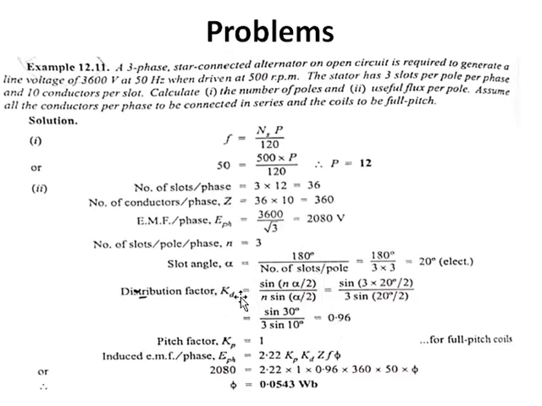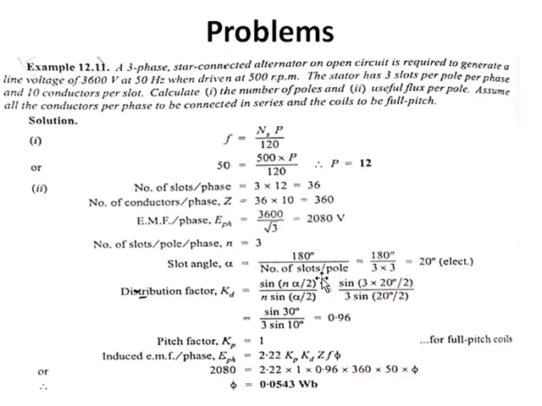You can calculate Kd. So what is the equation of the Kd? Kp is already 1. We know it is full pitch. How to calculate Kd? The Kd formula we have noted down. Kd is equal to sine of n alpha by 2 divided by n into sine of alpha by 2. And alpha is called the slot angle. How to calculate that? 180 divided by the number of slots per pole. What is the number of slots per pole?